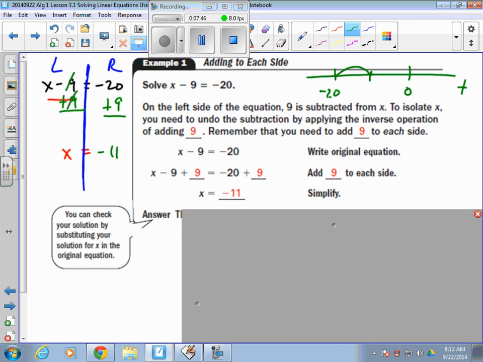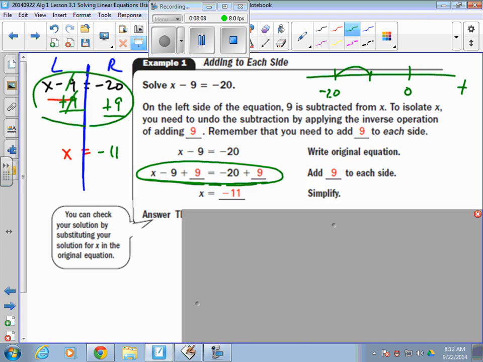This part right here cancels out. Negative 9 plus 9, negative 20 plus 9 is going to be negative 11. It says remember that you need to add 9 to each side to balance it. And you can see the way I have it written here is the vertical method. This is called the horizontal method. People do it both ways. Sometimes I'll show you both ways just the way you can have an option.